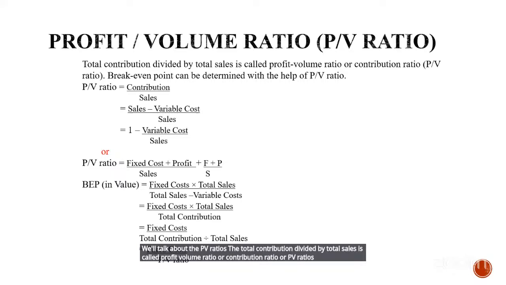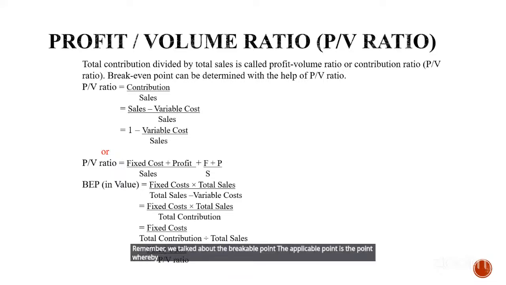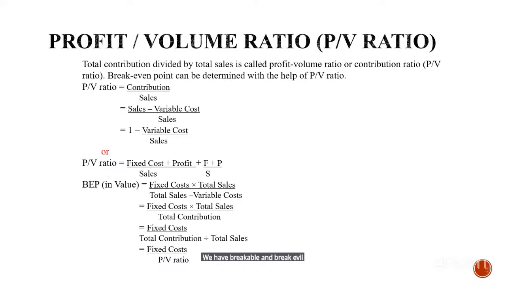Break-even point can be determined with the help of a PV ratio. Remember, we talked about the break-even point. We say break-even point is a point whereby your total sales or your total revenue equals your total cost. There's no profit, there's no loss. That's a break-even point. We have break-even point in unit and break-even point in value.